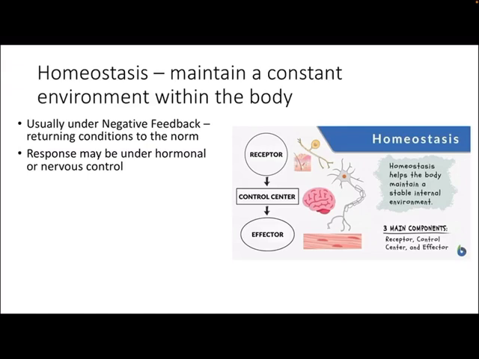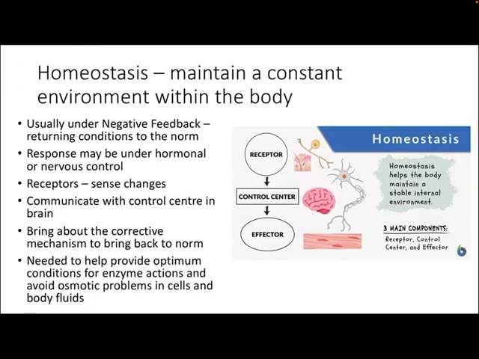So, for example, controlling blood glucose levels is due to insulin, or nervous control, where if your temperature changes, you may get goosebumps. That would be a reflex action that would be under nervous control. So the main parts involved in homeostasis are the receptors that are sensing the change. They will communicate with the control centre in the brain, which will bring about the corrective mechanism to bring it back to the norm. And why we need things to be normal or keep this stable environment is it helps provide the optimum conditions for enzyme actions, and also helps to avoid osmotic problems in the cells and body fluids.